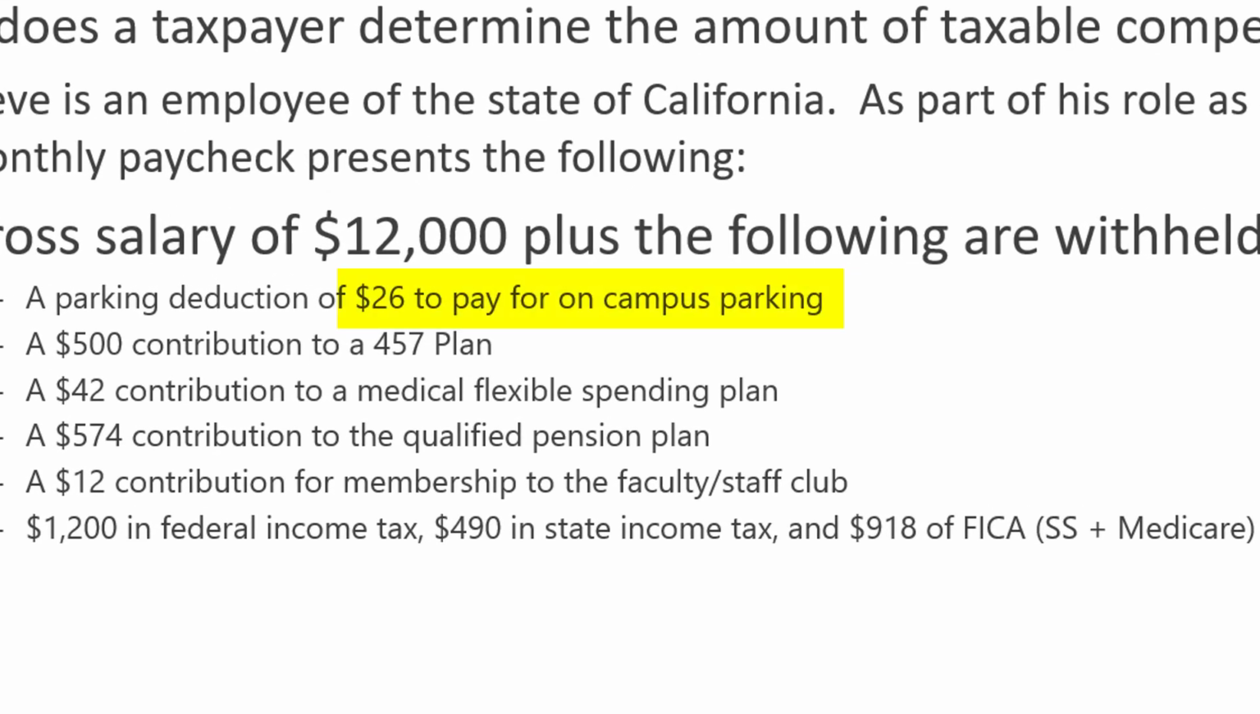So there's a $26 deduction for on-campus parking. There's a $500 contribution to what's known as a 457 plan, which is a qualified retirement plan. There's a $42 contribution to a medical flexible spending account. There's a $574 contribution to a qualified pension plan. There's a $12 contribution for membership to the faculty staff club. And then also withheld is $1,200 in federal income tax, $490 in state income tax, and $918 in employment taxes, so for Social Security, Medicare.